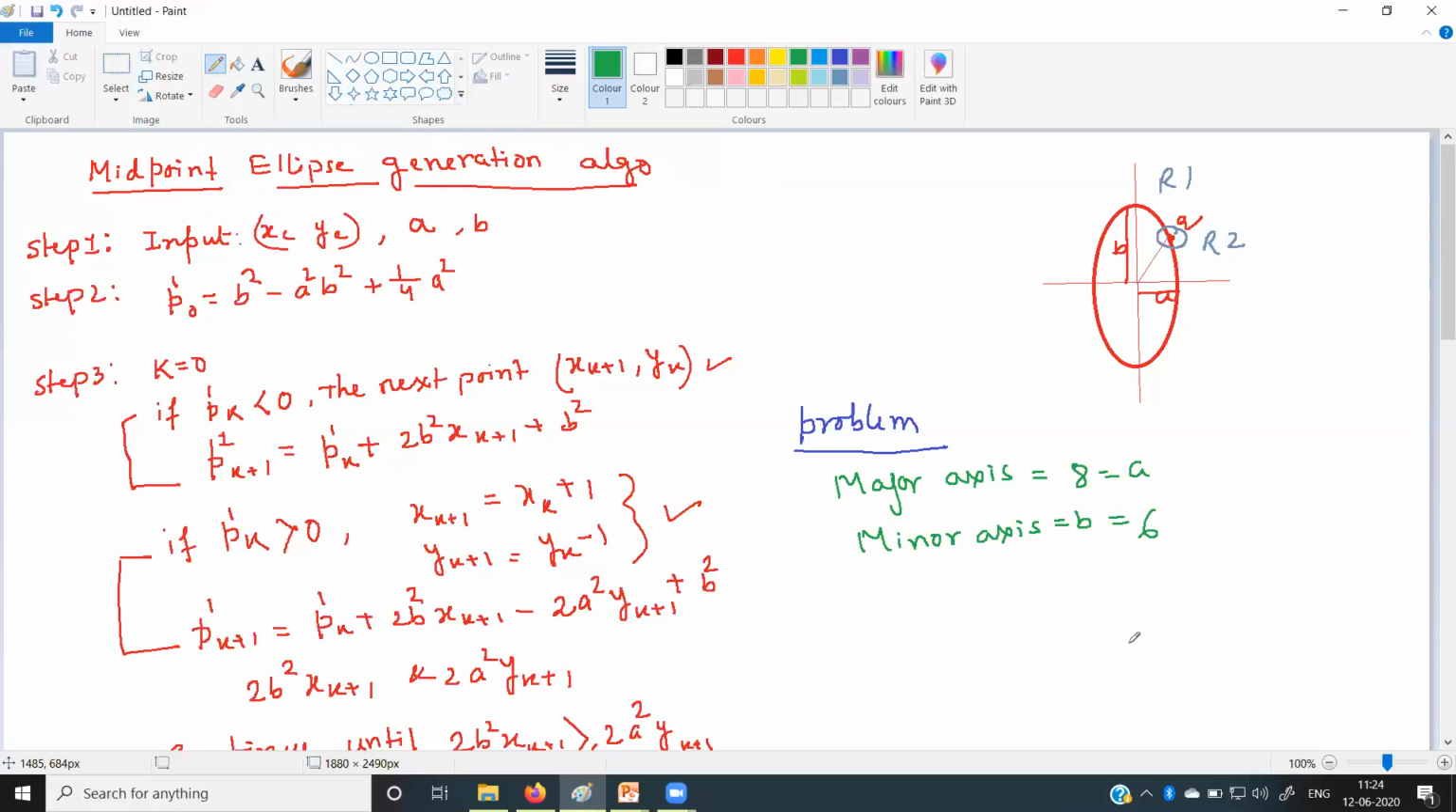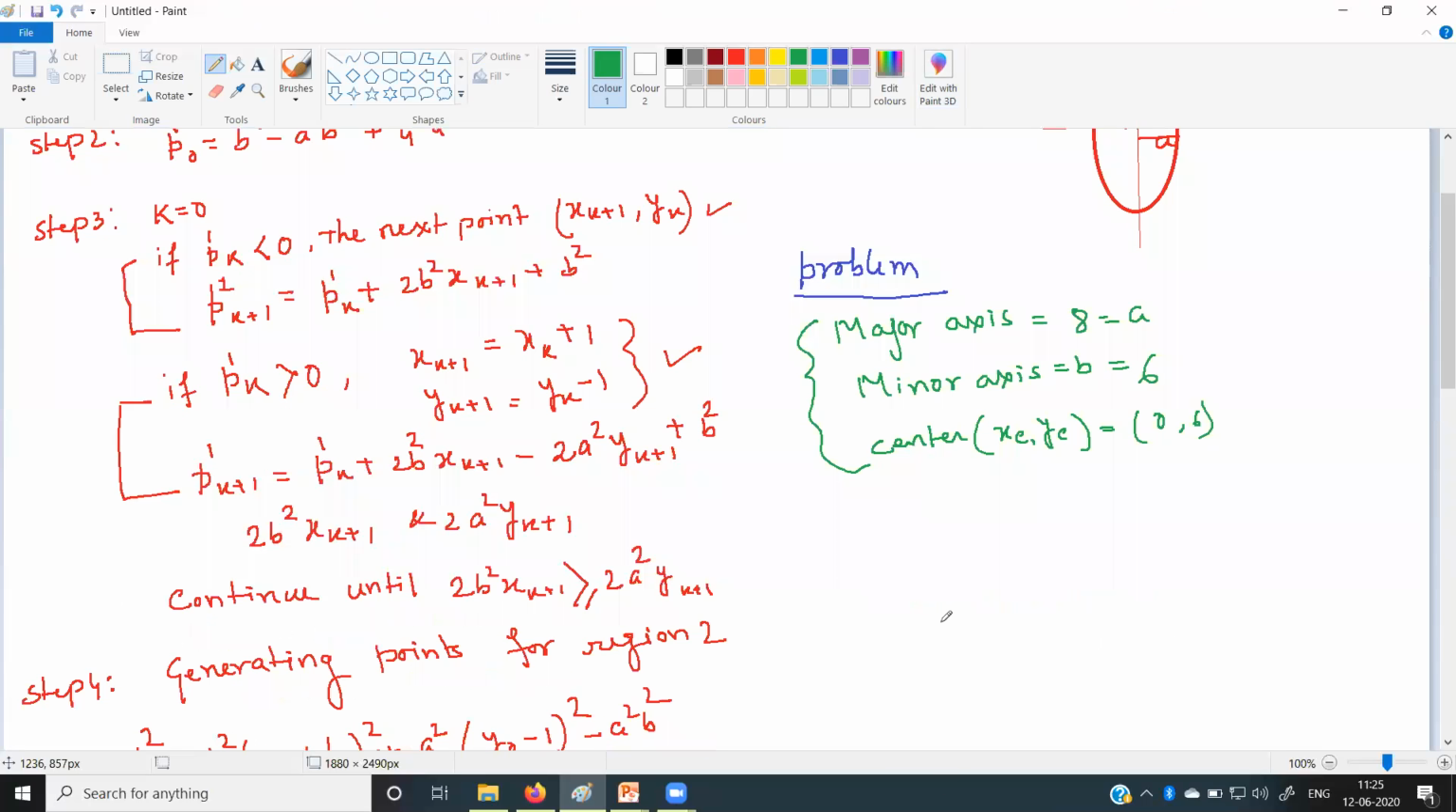And consider the center of the ellipse, that is xc, yc, is nothing but 0,6. So those are the inputs given, and based on the input you have to compute the points on the ellipse. Okay.